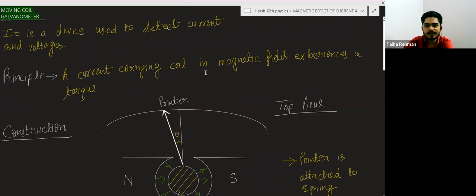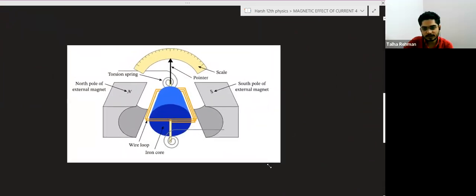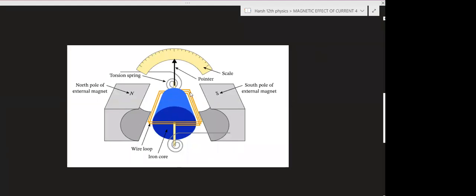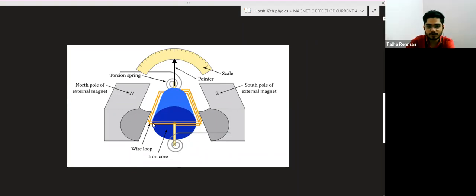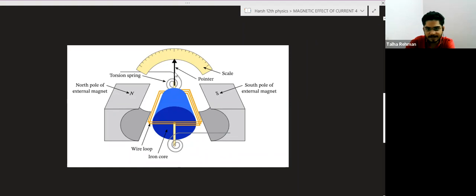And the principle is this: a current carrying coil in a magnetic field experiences a torque. So see the construction. In the moving coil galvanometer, on a cylindrical iron core, a wire is wound, and that is known as the coil. This yellow or orange color thing is the coil. And these are the magnets. This is the pointer, and this is the scale.